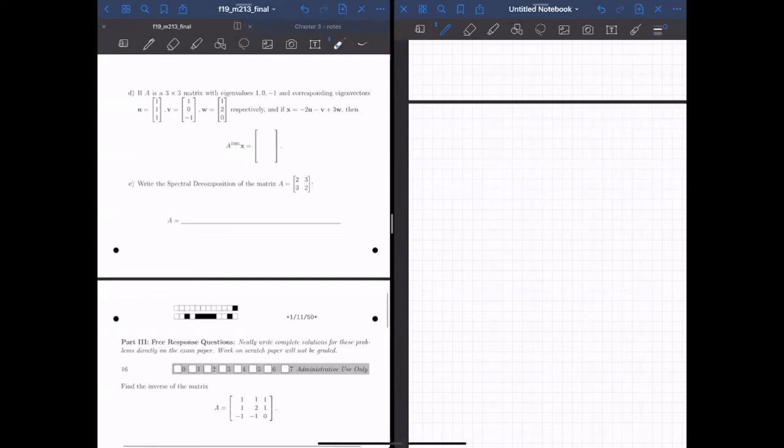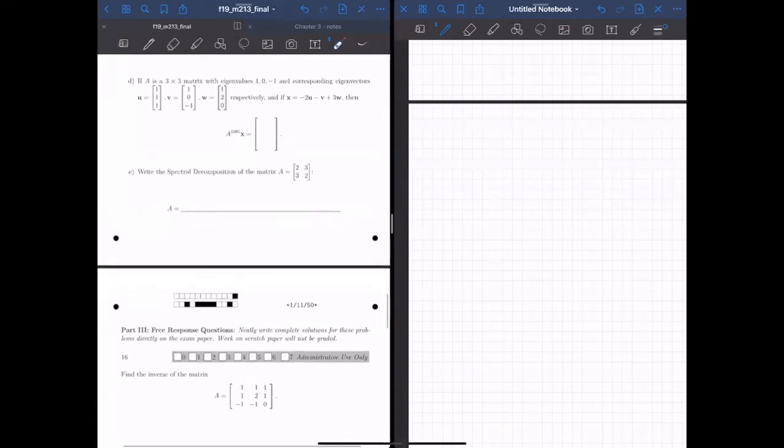Thank you. All right, so question D. If A is a 3x3 matrix with eigenvalues 1, 0, and -1, and they give us the corresponding eigenvectors, and if X is equal to this linear combination of these vectors, then what is A to the 1001 times X? Okay.